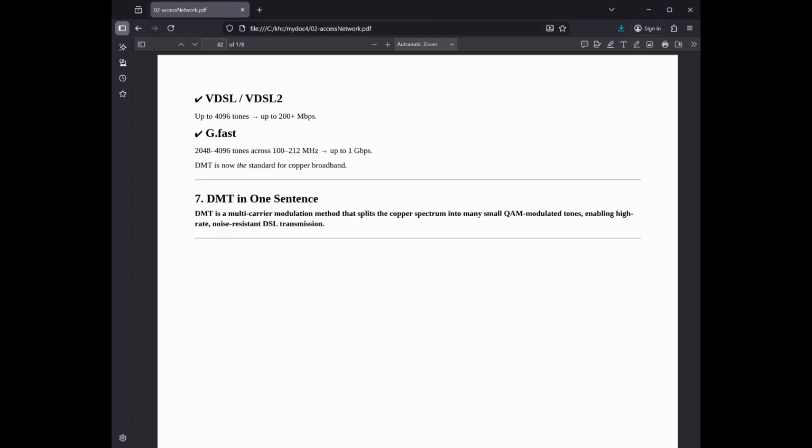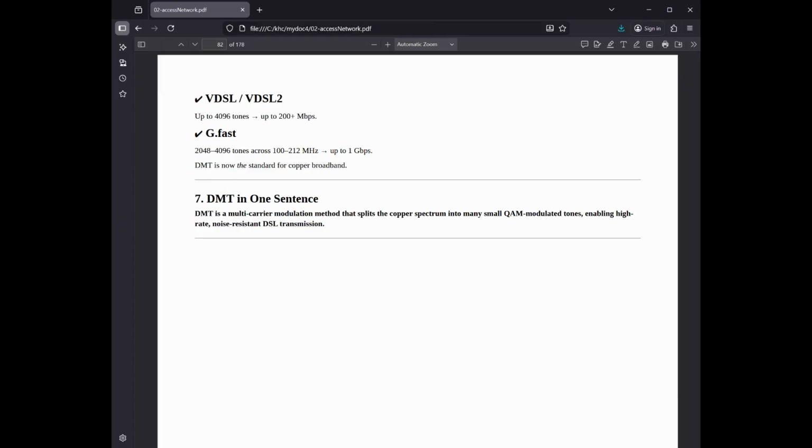1. Residential and business broadband, xDSL. This is the most common application of DMT. It is used to deliver high-speed internet over traditional telephone copper pairs. ADSL/ADSL2+, the most widespread version. It uses 256 or 512 DMT bins to provide speeds up to 24 Mbps.